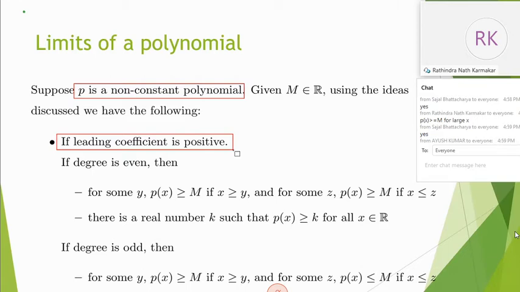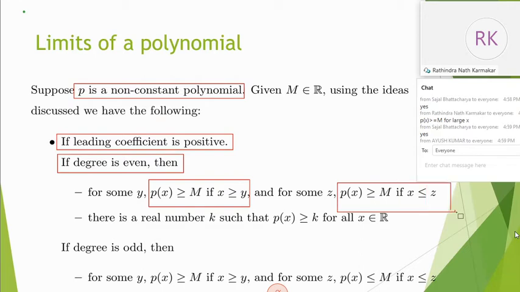So 2 cases, if the degree is even, then for some y, p of x is greater than equal to m if x is greater than equal to y, and for some z, p of x is greater than equal to m if x is lesser than equal to z. So what is this statement telling us? It tells us that if you want to exceed m, then we have to go very far to the right or very far to the left if the leading coefficient is positive and the degree is even.